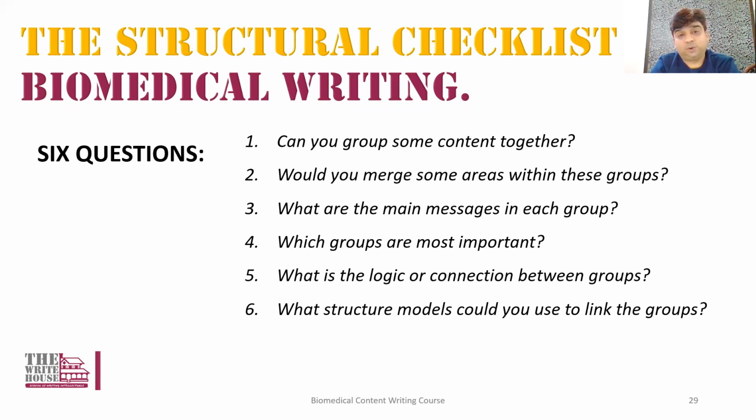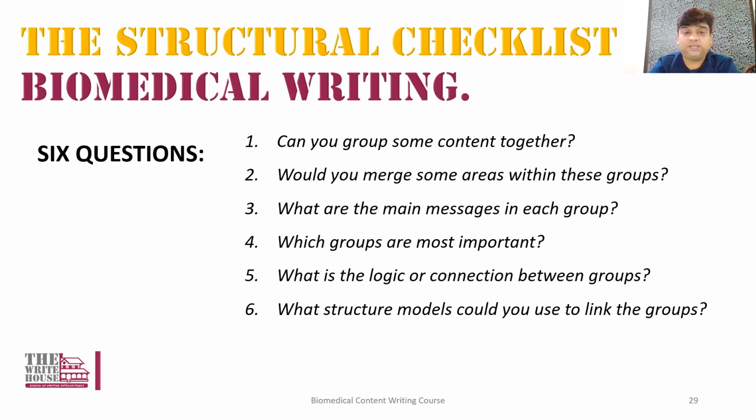Then which groups are more important? Which is the most important information? What do you want to say to the audience or the reader? Can you identify that, and then accordingly prioritize or give it a place in your writing?